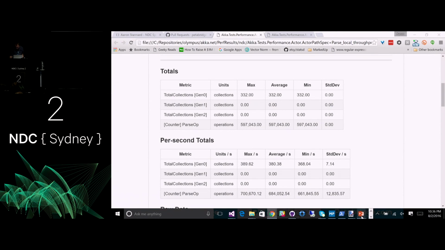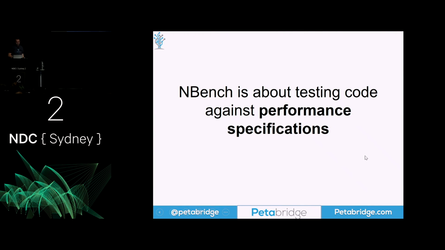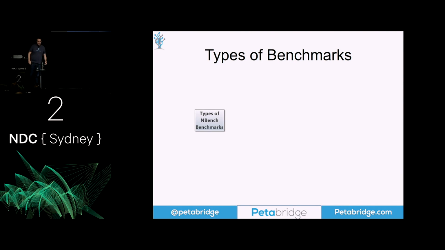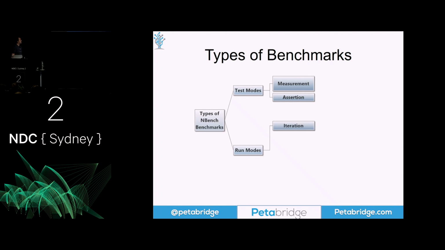Sorry about this. Okay. So NBench is all about testing code against its performance specifications. Some of the different types of benchmarks we offer, from a test mode point of view, are measurement versus assertion. The difference here is whether you get a pass-fail at the end when you use some of those assertion attributes. And we also have the different run modes.